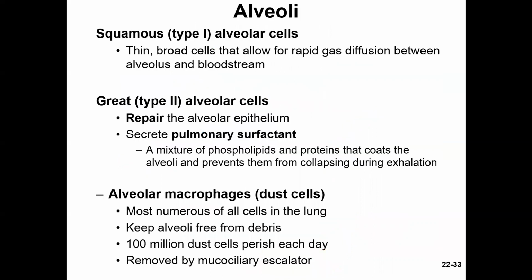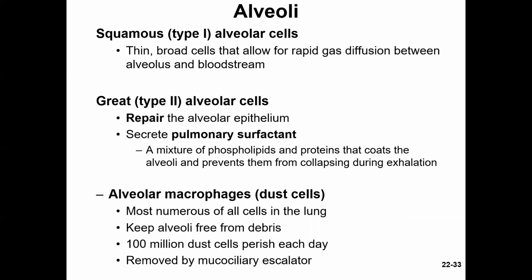So those alveoli. Squamous alveolar cells are thin, broad cells that allow for rapid gas diffusion between alveolus and bloodstream. There are also great or type 2 alveolar cells, which repair the alveolar epithelium, and they secrete pulmonary surfactant. This is a mixture of phospholipids and proteins that coat the alveoli and prevent them from collapsing during exhalation.